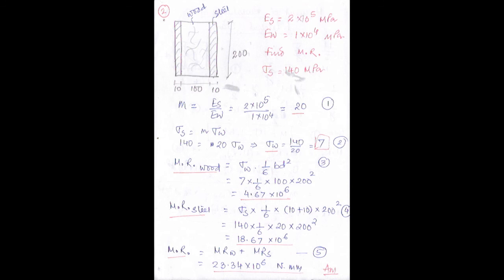Finally, MR is equal to MRW plus MRS. So this gives us 23.34 into 10 raised to 6 Newton millimeter. So in this way, we can solve the flitched beam problem.